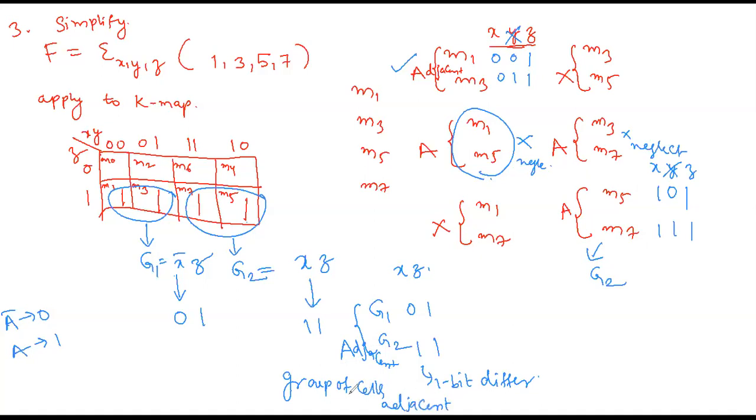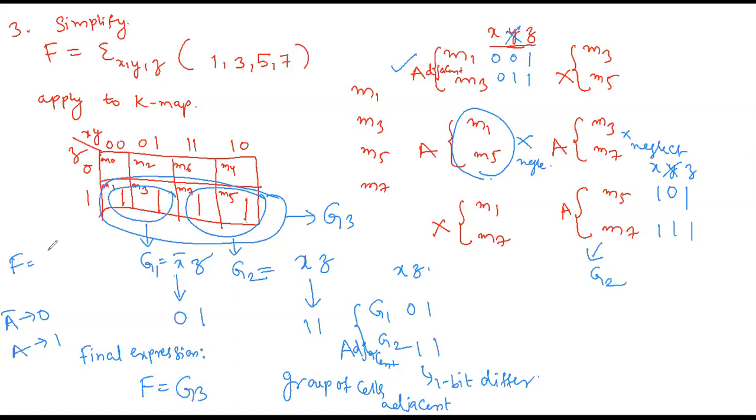Since the groups of cells are adjacent, instead of forming G1 and G2, you can combine G1 and G2 as one big group. Instead of G, I am calling it G3. Final expression is G3. Generally you write the final expression as G1 plus G2.